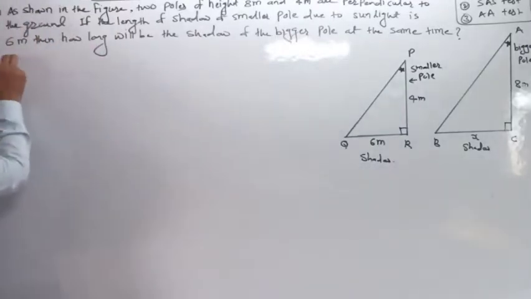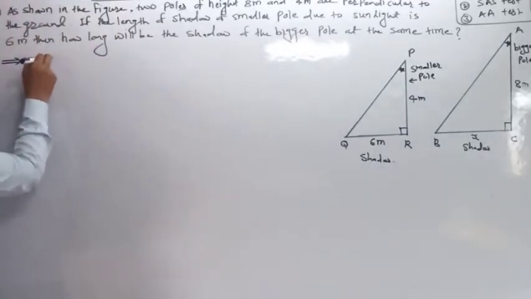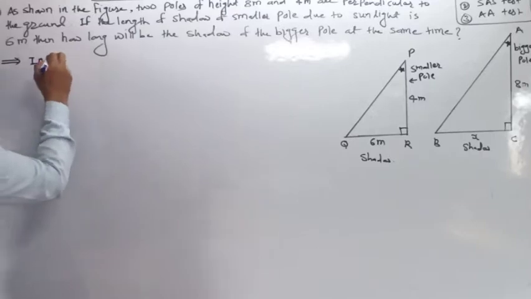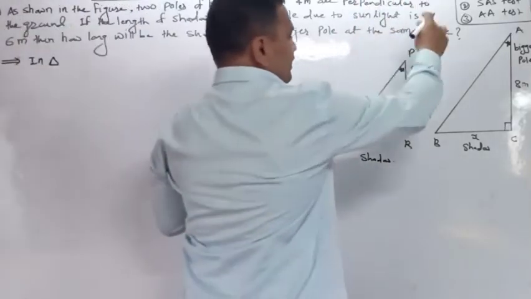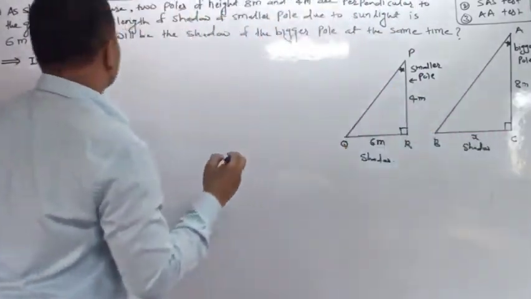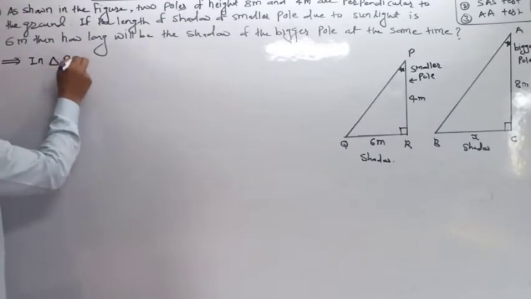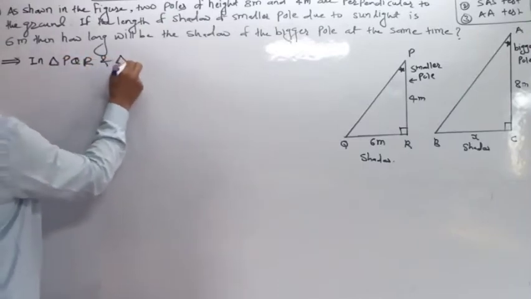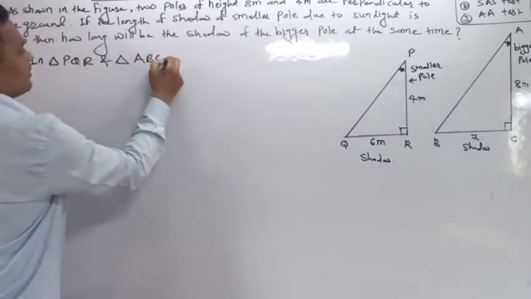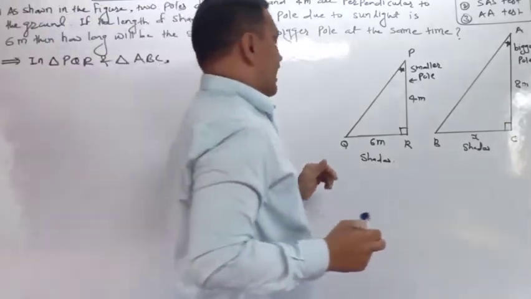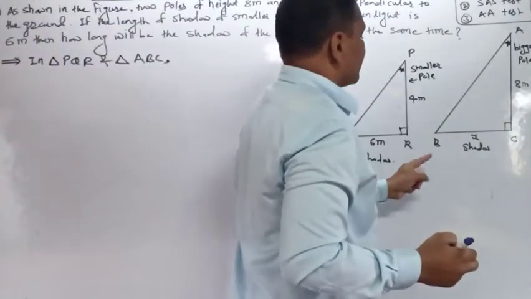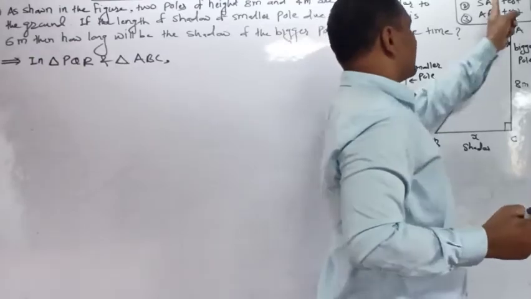Now in triangle PQR and triangle ABC, angle QPR is congruent to angle BAC.